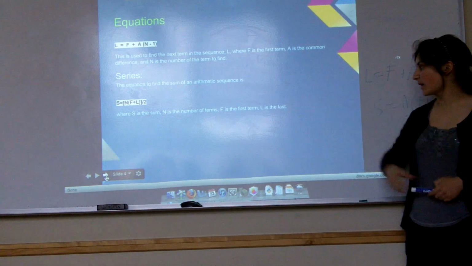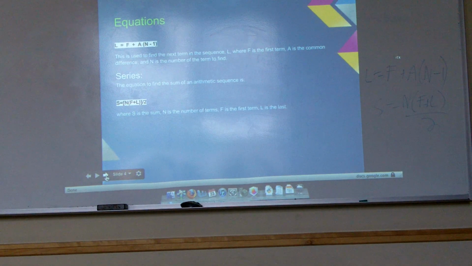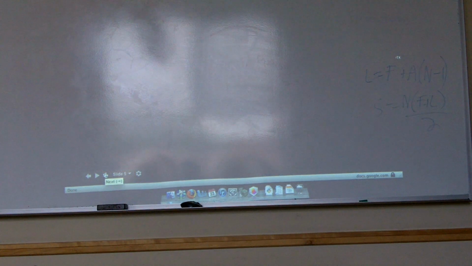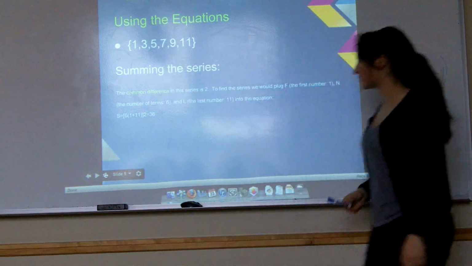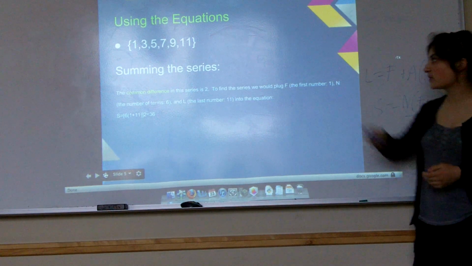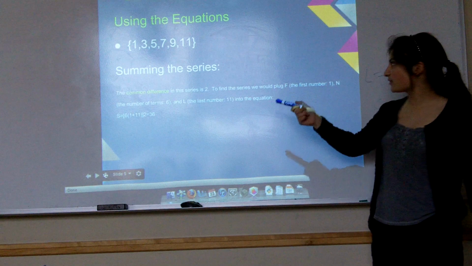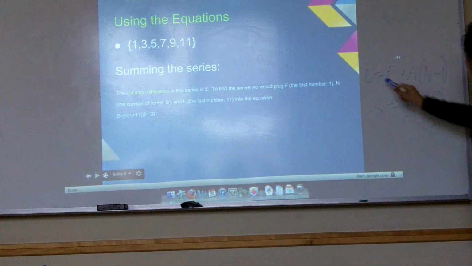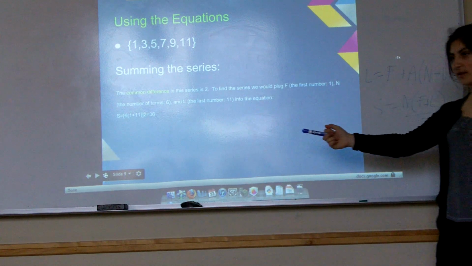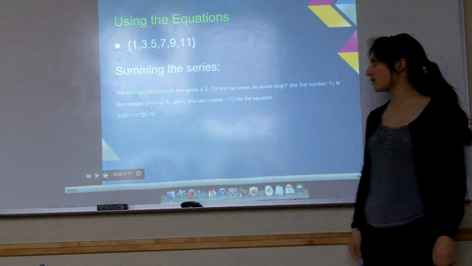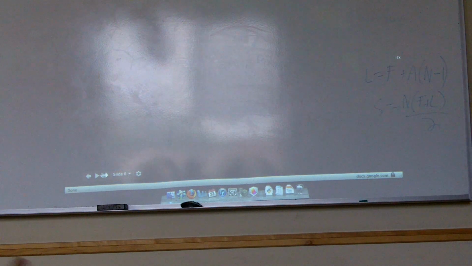This is the sum when you have a stated start and end. You can't really sum an infinite arithmetic series. So here, if we're going to sum 1, 3, 5, 7, 9, 11, we realize that the common difference between each of these terms is 2. The first number is 1, N is the number of terms, which is 6, and the last number is 11. So we plug it into this equation to find the sum. We get 6 times 12 divided by 2, and we get 36. If you're going to do this in your head or on a calculator, you'd also get 36.